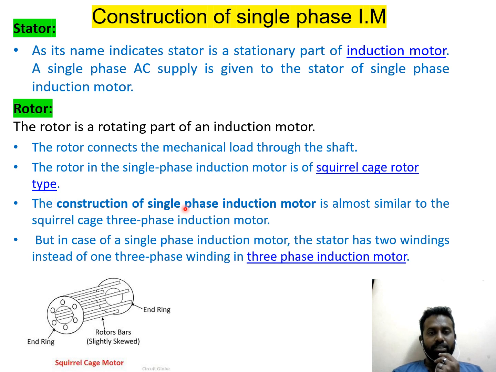The construction of a single phase induction motor is almost similar to the squirrel cage three phase induction motor, but in a single phase induction motor, the stator has two windings instead of one three phase winding as in a three phase induction motor.